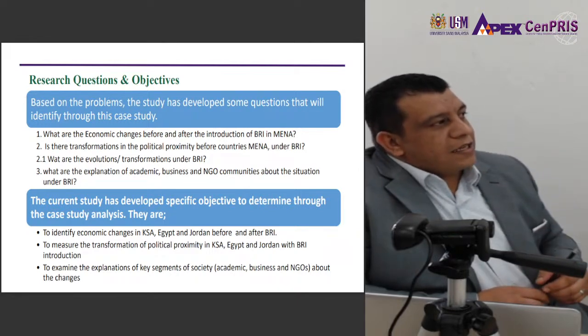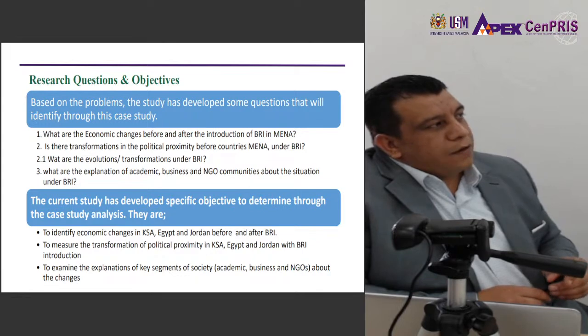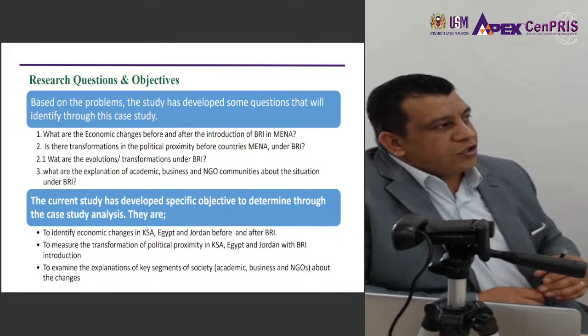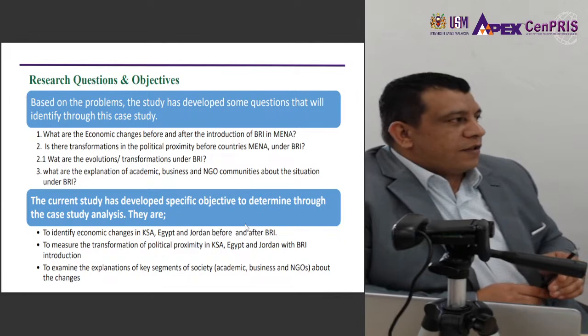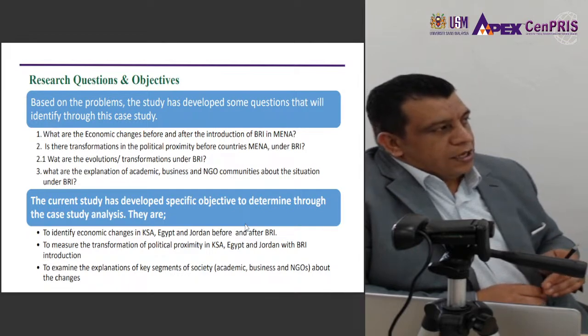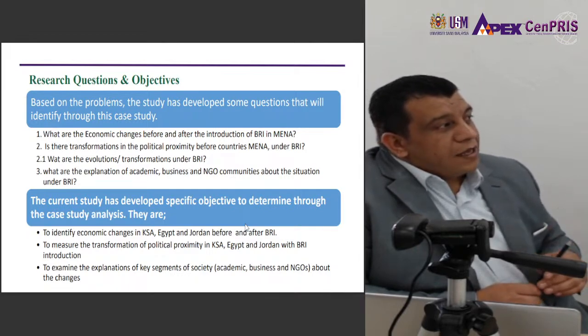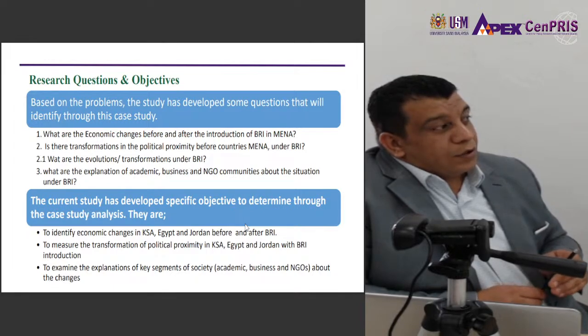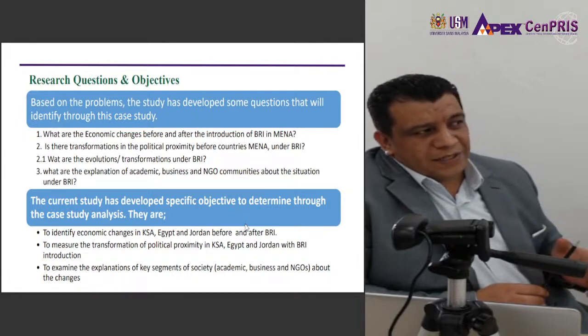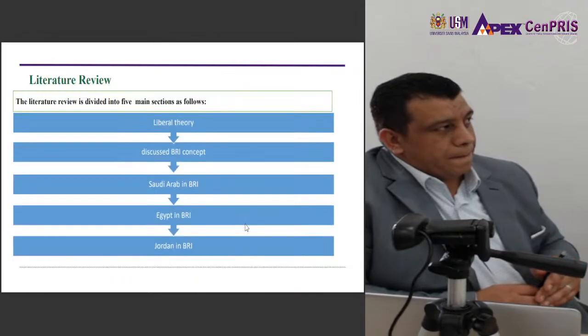The current study has developed specific objectives to determine through the case study analysis. They are to identify economic change in KSA, Egypt, and Jordan before and after BRI, to measure the transformation of political proximity in KSA, Egypt, and Jordan with the BRI introduction, and to examine the experiences of case segments of society, academic, business, and NGOs about the change.